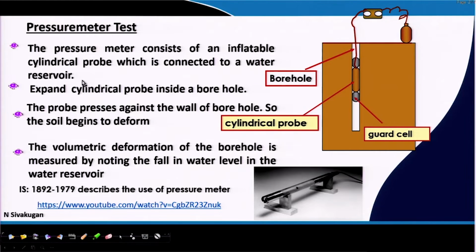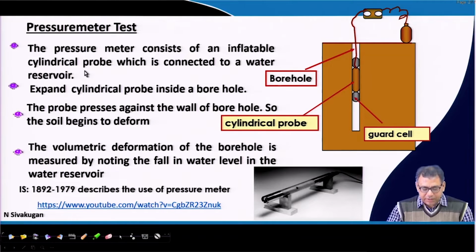The pressuremeter test is another in situ test by which we can measure different soil properties by using correlations. So, this is the pressuremeter instrument. It has a cylindrical probe and two guard cells. These guard cells are used to protect the probe within the borehole. Here also we need the borehole, and the pressuremeter consists of an inflatable cylindrical probe, which is connected to a water reservoir.